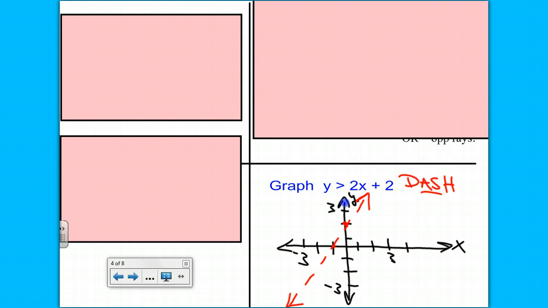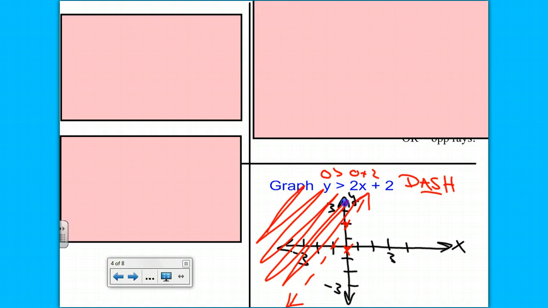And I test a point. I can use 0, 0 as a test point because it's not on the line. So I plug that in. Is 0 greater than 0 plus 2? Is 0 greater than 2? No. My test point doesn't work, so I shade the opposite half. And that's all there is to it.